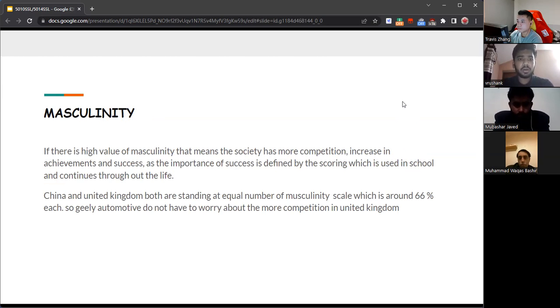Masculinity. If there is a high value of masculinity, it means the society has more competition and an emphasis on achievement and success. The importance of success is defined by the scoring used in school and continues throughout life. China and the United Kingdom both stand at an equal masculinity score, which is around 66% each. So, Geely Automotive does not have to worry about more competition in the United Kingdom.